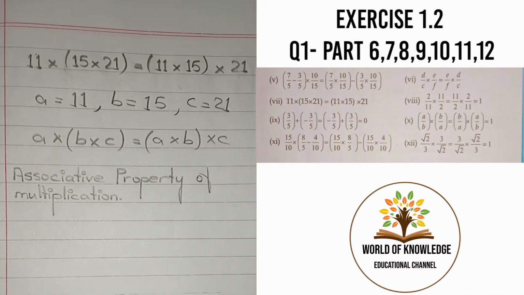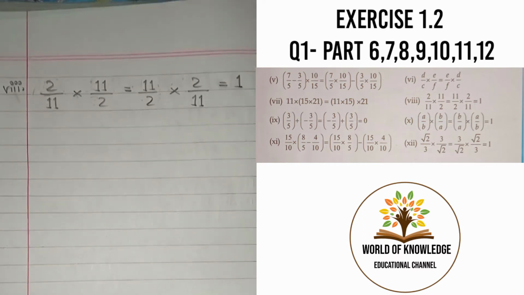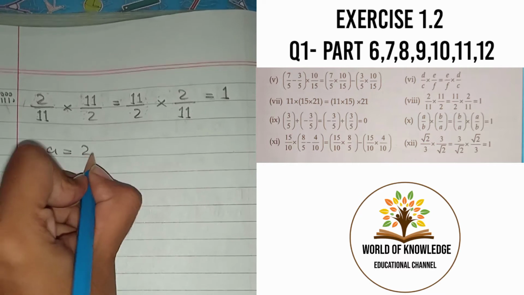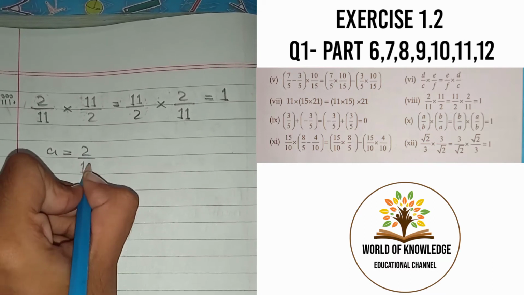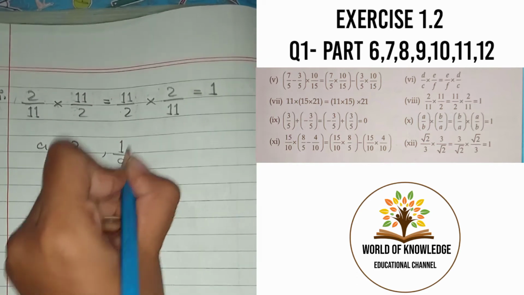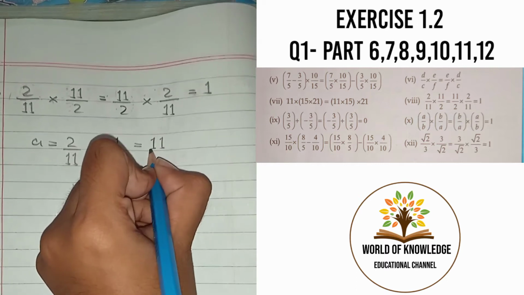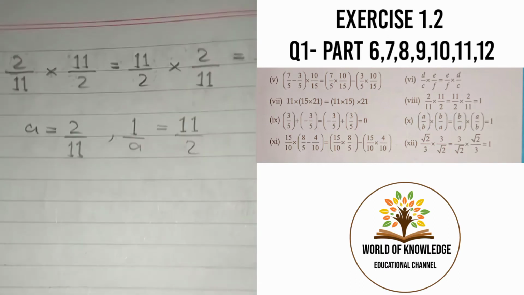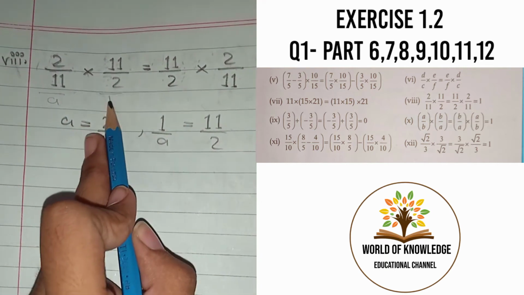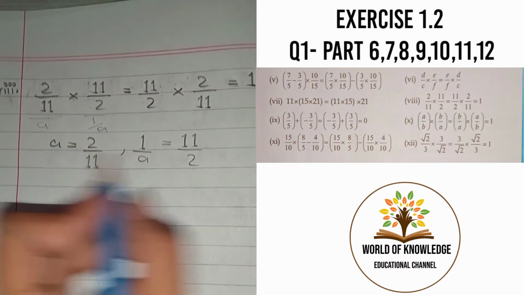So let's move to part 8. Here we take a equals 2 upon 11 and 1 upon a equals 11 upon 2. Why can we do that? Because 2 upon 11 and 11 upon 2 have no difference, except that in the first one 11 is in the denominator and 2 is in the numerator, and in the second one 11 is in the numerator and 2 is in the denominator. So we take 2 upon 11 equals a and 11 upon 2 equals 1 upon a.